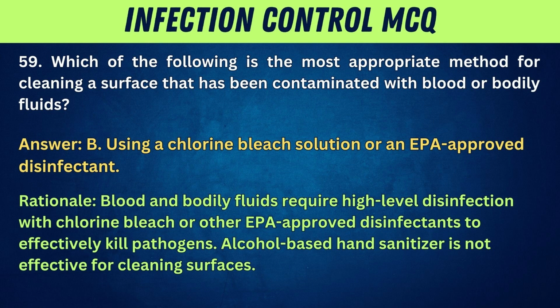Answer: B. Using a chlorine bleach solution or an EPA-approved disinfectant. Rationale: blood and bodily fluids require high-level disinfection with chlorine bleach or other EPA-approved disinfectants to effectively kill pathogens. Alcohol-based hand sanitizer is not effective for cleaning surfaces.